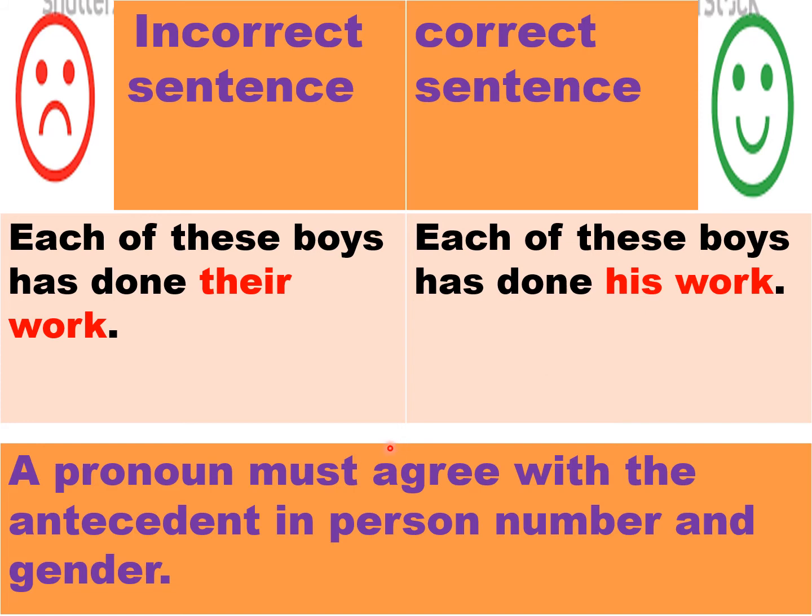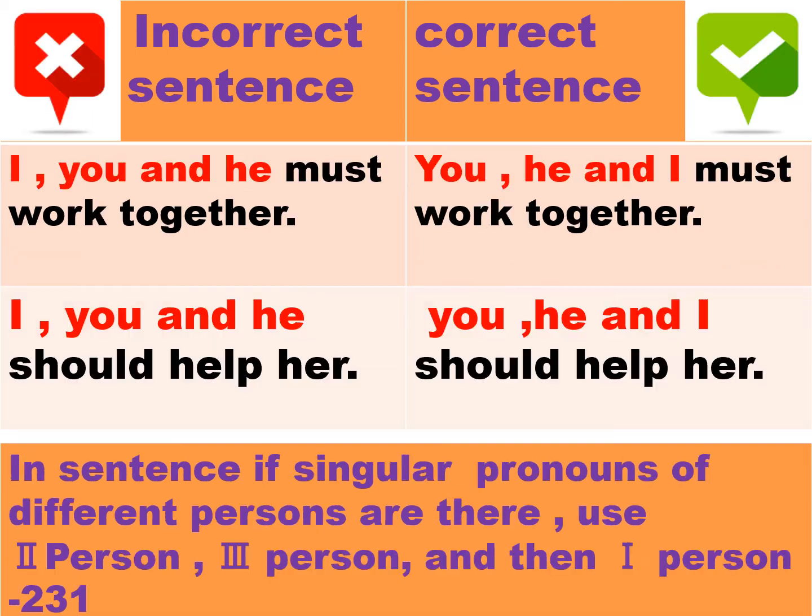So, reiterating the rule again, a pronoun must agree with the antecedent in person, number and gender. In a sentence, if singular pronouns of different persons are used, use second person, third person and then first person. That is 2, 3, 1 order. "I, you and he must work together." See, in this sentence, all are singular pronouns. I, you and he are singular pronouns of different persons.